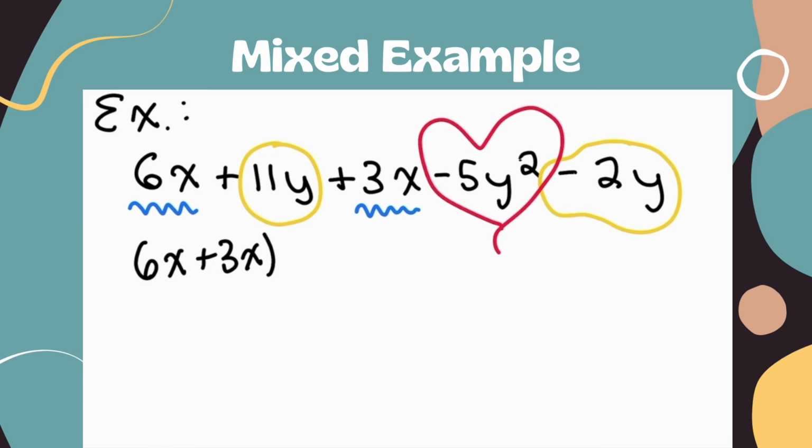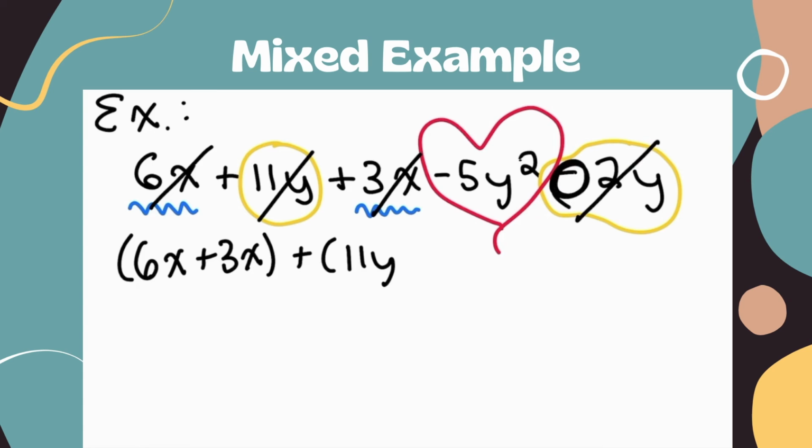So I have 6x plus 3x. I'm going to group them in parentheses and cross them out as I go. Again, these are pro tips from someone who has made mistakes. Then I have plus 11y minus my 2y, super emphasizing there that you need to subtract. And then you just have negative 5y squared off on its own.